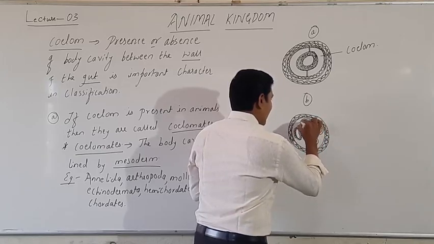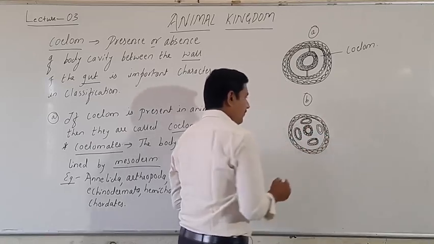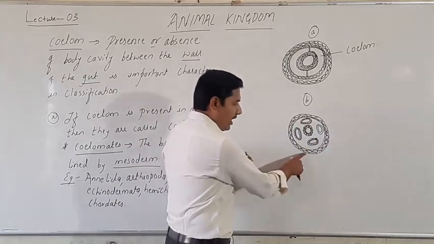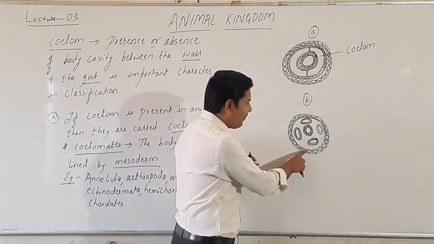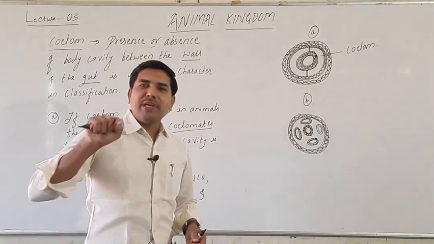Okay, these are scattered. Now look at this. Outer ectoderm, inner endoderm, and in the middle mesoderm.